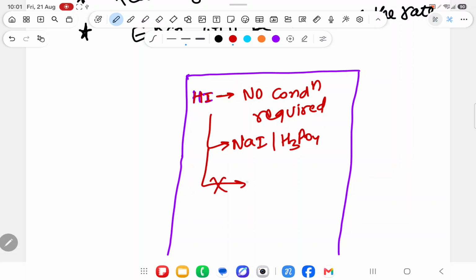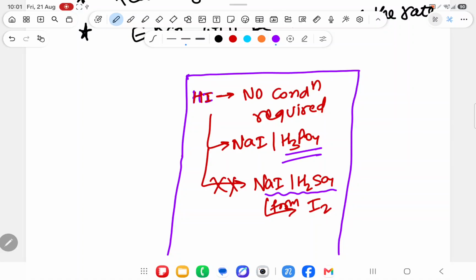Don't try to take NaI in presence of H2SO4, otherwise it will not react and it will form I2. So in case of HI, we are not using H2SO4; we are using H3PO4. This is the first condition. Sometimes they ask the question: why are we not using H2SO4? H2SO4 is not used because it forms I2 on reacting with the alkyl halide.